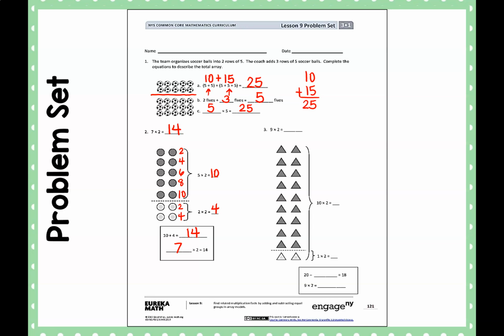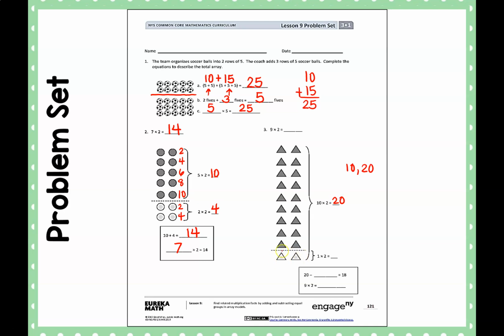9 times 2. Okay, so it's a similar situation. So the first one we need to do here is 10 times 2. But wait a second. Should I go in and skip count by all these 2's? No, because I know all I have to do is skip count by 10's twice. And if I do that, I would have 10, 20. Much easier than counting by 2's 10 times. So 10 times 2 is 20.